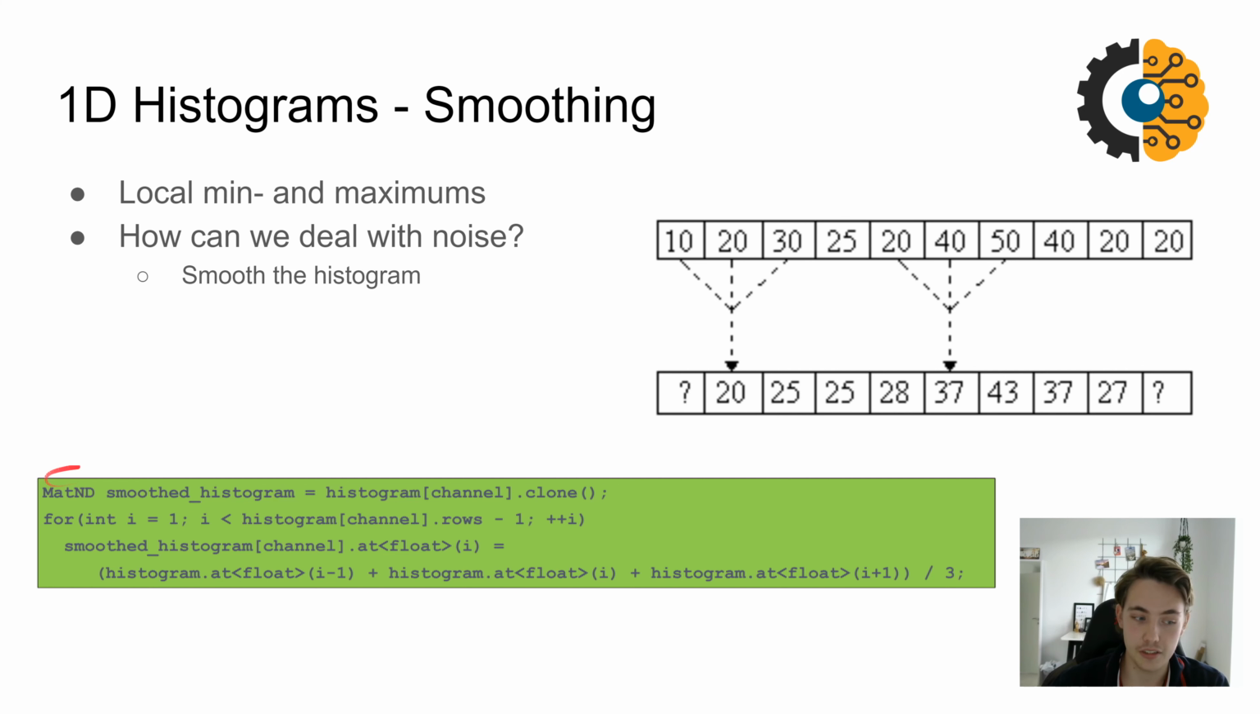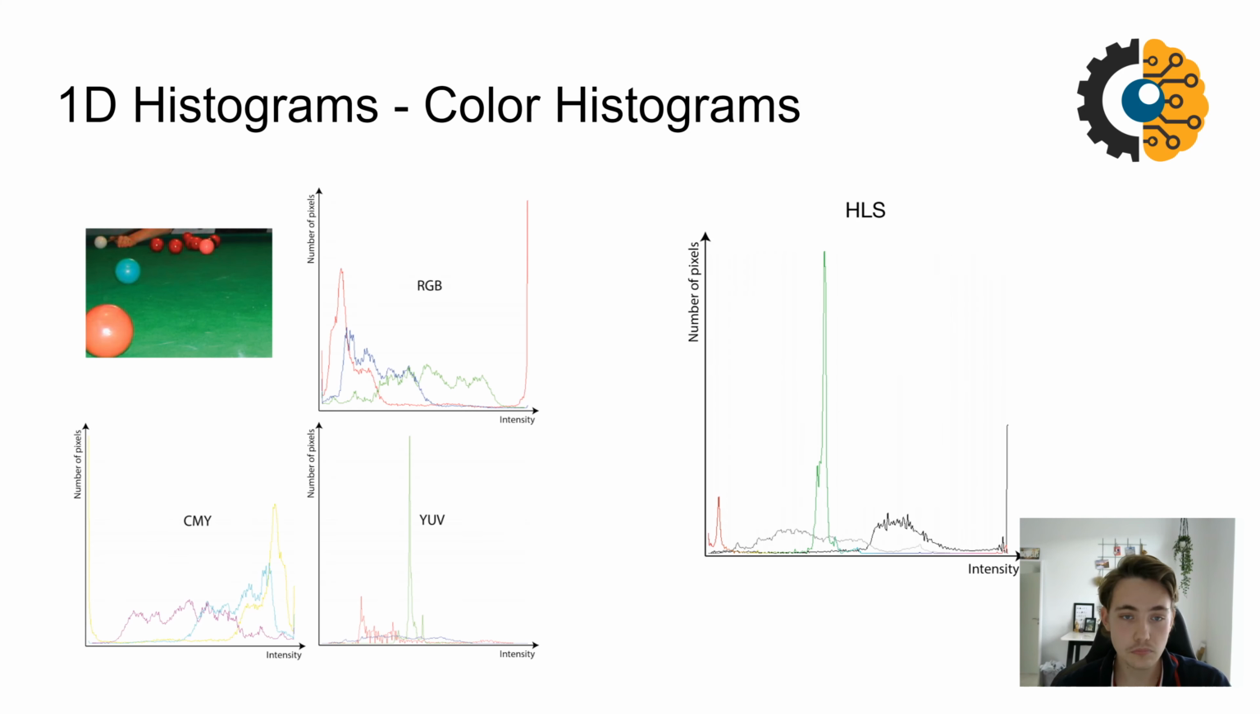So here we have the Mat object again, the matrix object, with our smooth histogram, and then we just have a for loop that runs through all the rows in our histogram and smoothens it out at each value, each pixel, in our histogram. Then we have done the smoothing and dealt with noise, if there were any, in our picture and histogram.